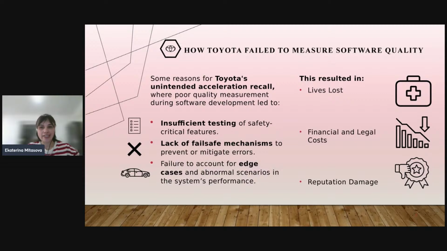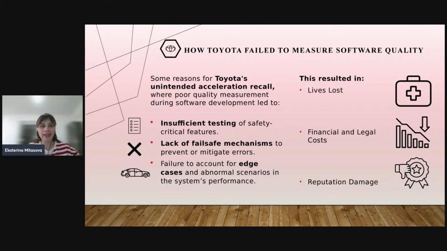The lack of robust testing and safeguards resulted in lives lost. Poor quality can have life-threatening consequences. Financial and legal costs. Toyota paid $1.2 million in criminal penalties and billions more in settlements and recalls. And reputation damage. At that time, consumer trust in Toyota reliability declined significantly.